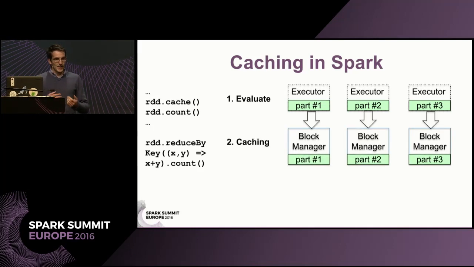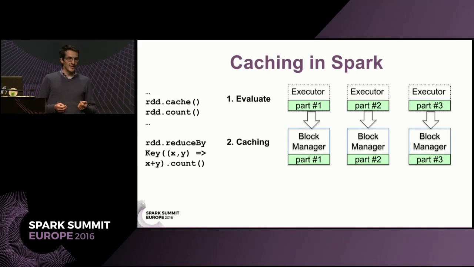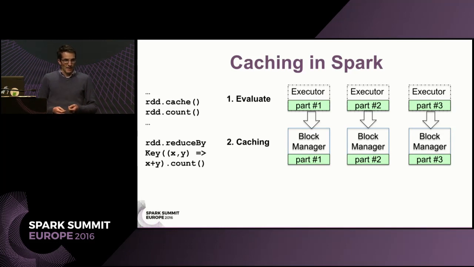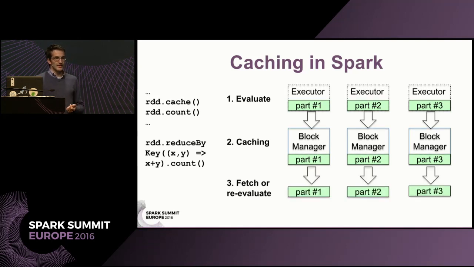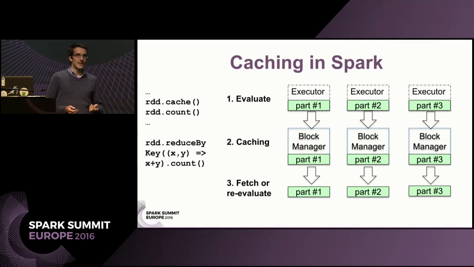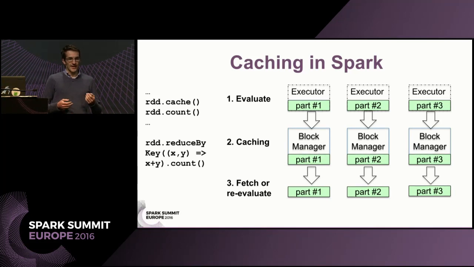Essentially, it will be evaluated, and then for each executor evaluating that RDD, if we specify that we want to cache the RDD, we'll put it into the corresponding block manager. The next time we have the same RDD executing a different transformation on top of it and then an action, we'll check the block managers to see if the data is there. If the data is there, we'll fetch it, and we'll avoid the expensive reevaluation step.